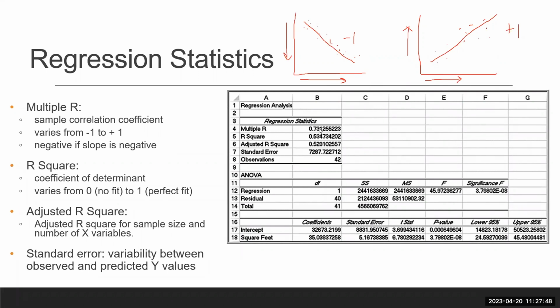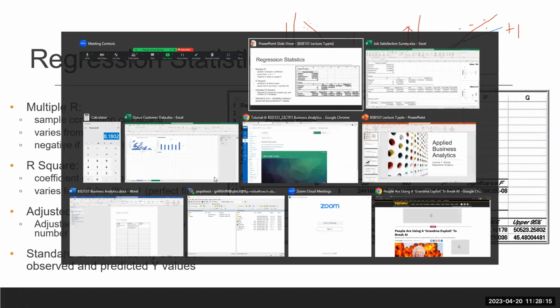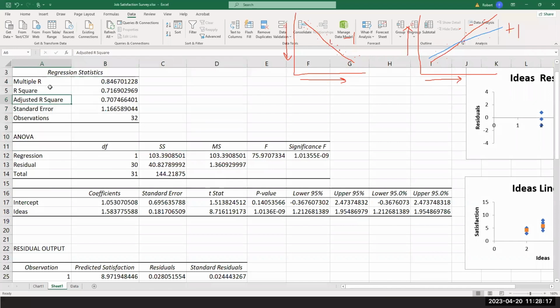Now this multiple R value is 0.73, so this tells us that it's more like this. It's not as severe. 0.73 might be a bit flatter, if that makes sense. It might be more like this. Let's have a look at our multiple R value for our output. Multiple R is 0.84, so it's good. So it's a positive correlation.